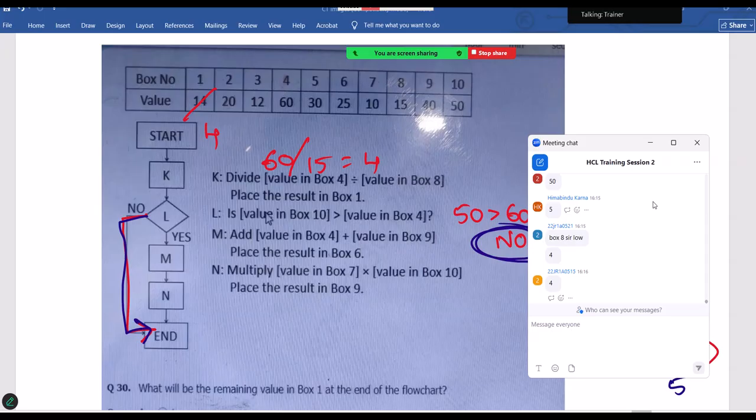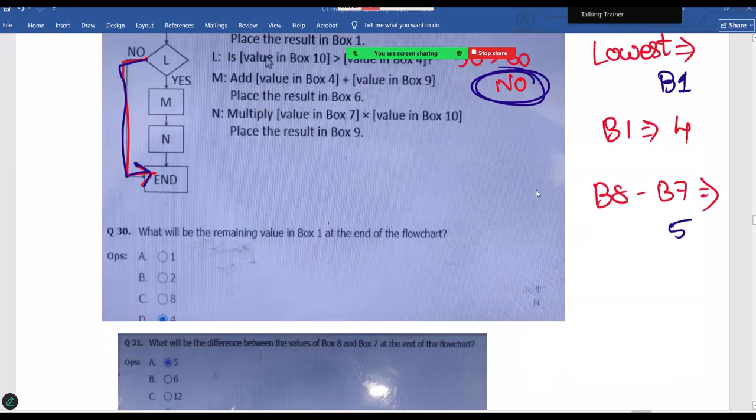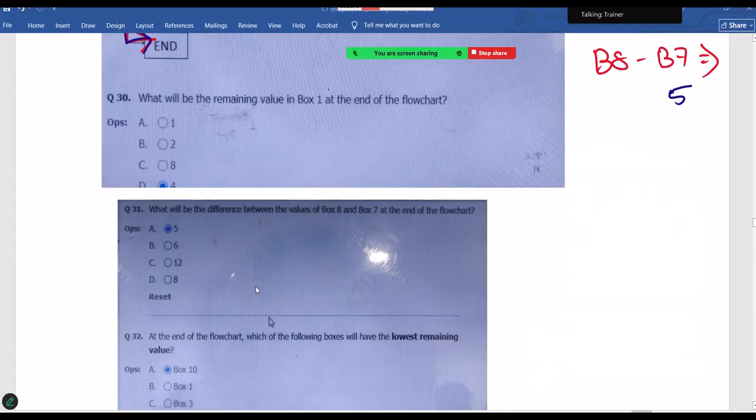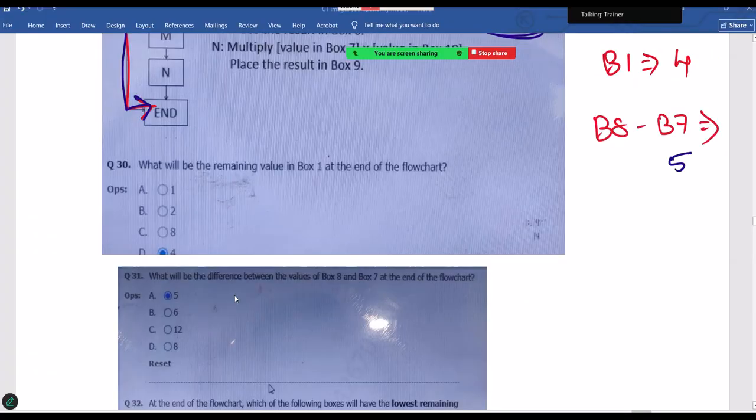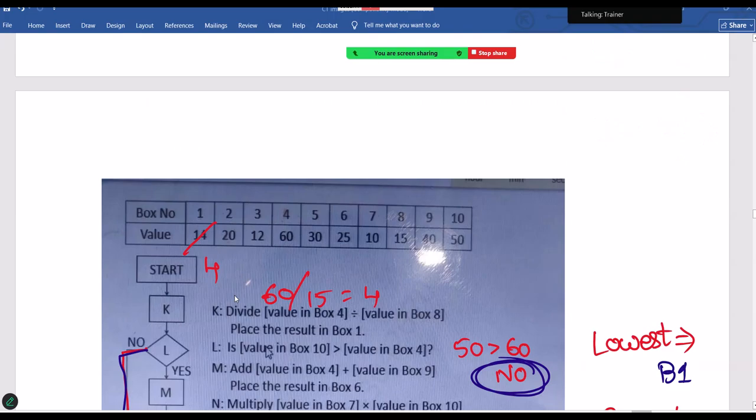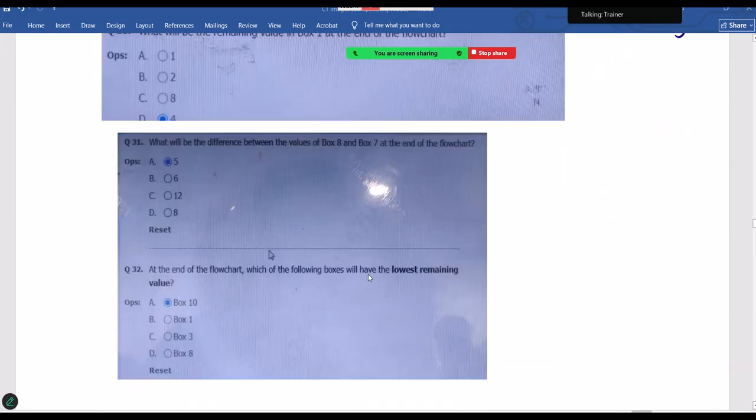Box 1 stored 4. Difference between box 8 and 7 is 5. Lowest is box 10, is it? Box 10 is actually the highest. That's why these people in a hurry kept box 10. It's wrong. Box 1 is the answer. Box 10 would be correct if the question asked highest, but the question is lowest. Previous questions we discussed highest. If they ask lowest, you have to answer lowest. If you are in a hurry, you lose the marks.